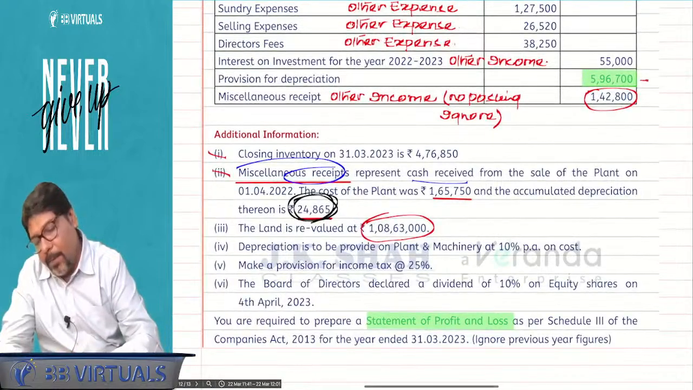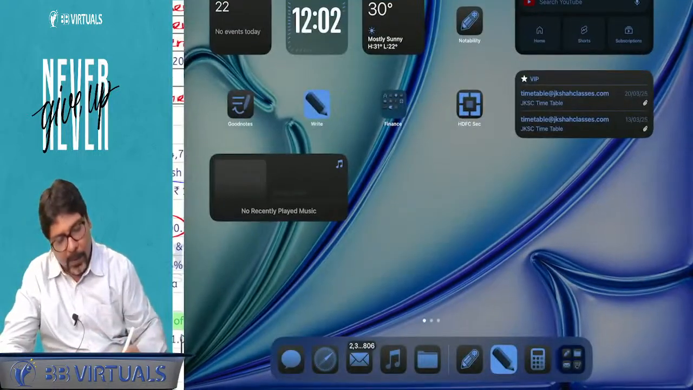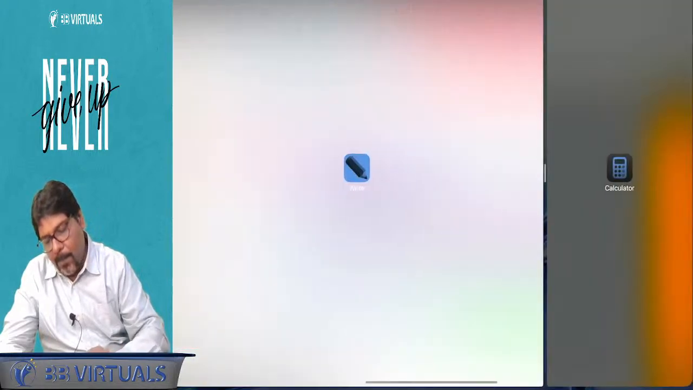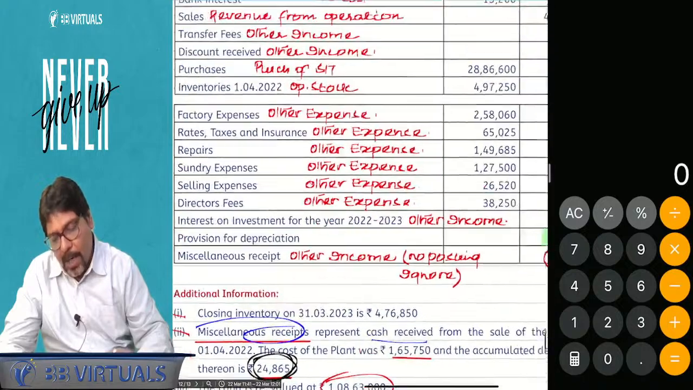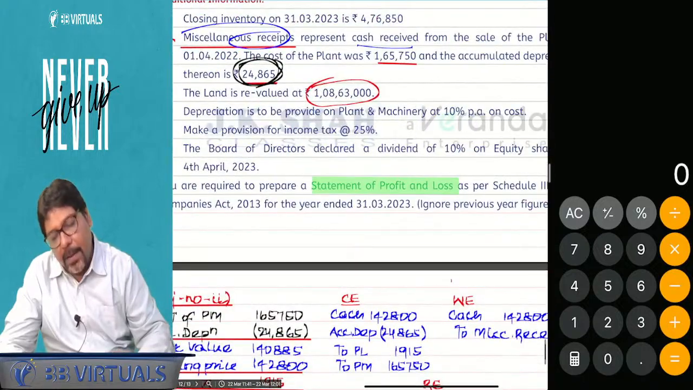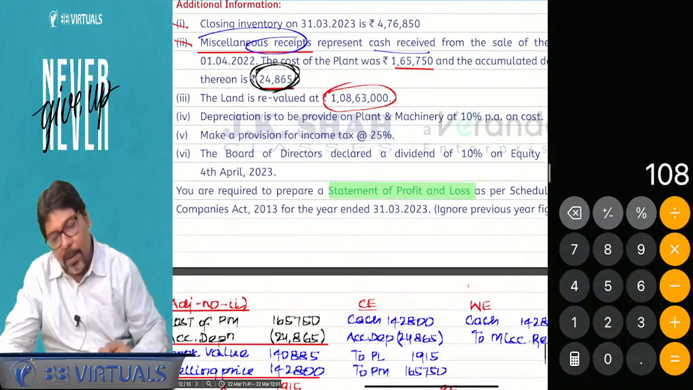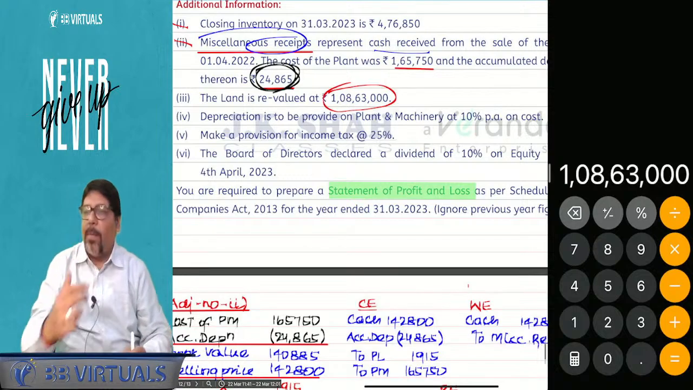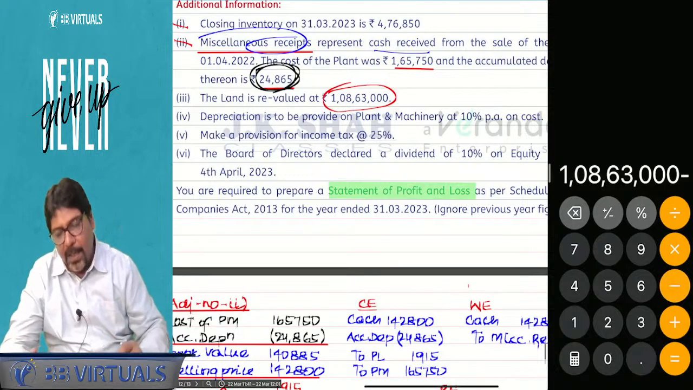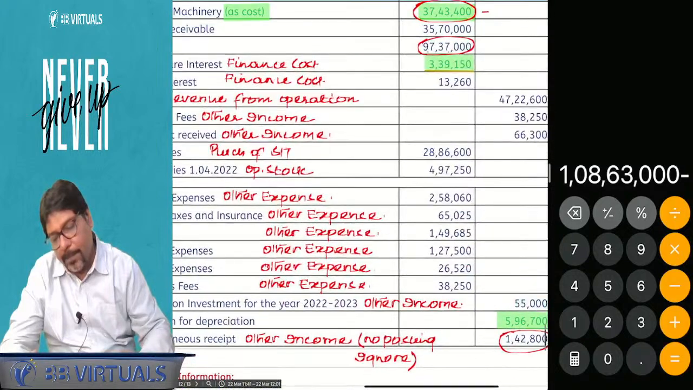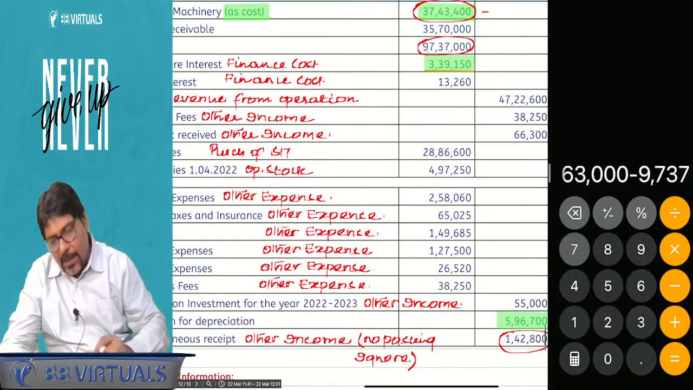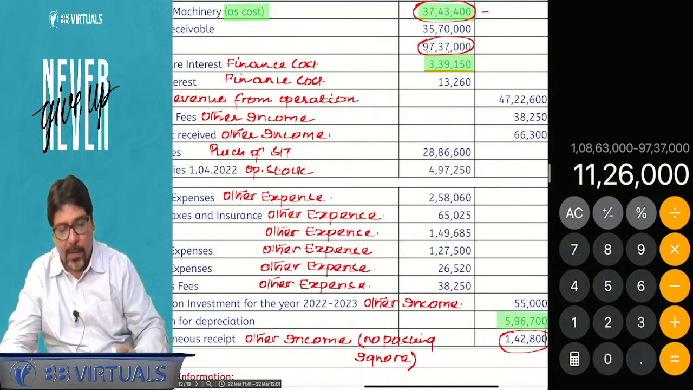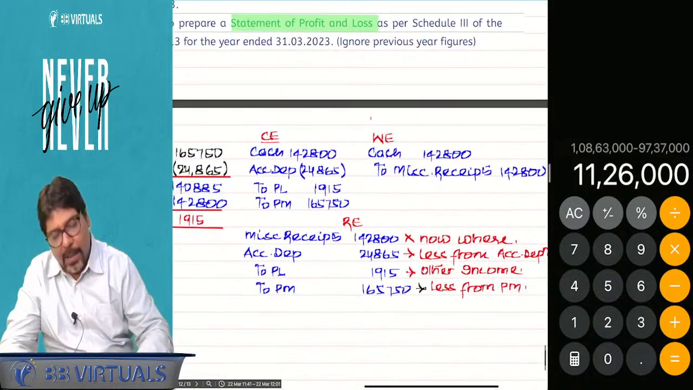Now chartered, land is increased to how much? 10,863. Very good. How much? 11,26,000. Still let me check. Minus 9,737. Correct. 11,26,000. So chartered will pass an entry.